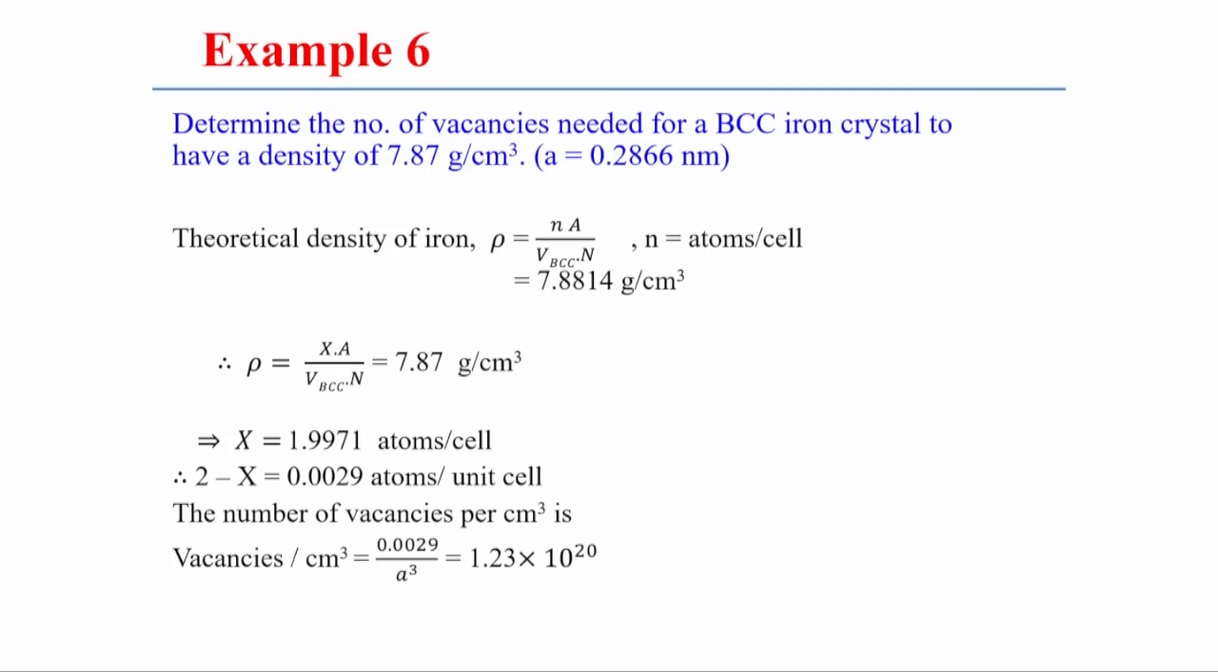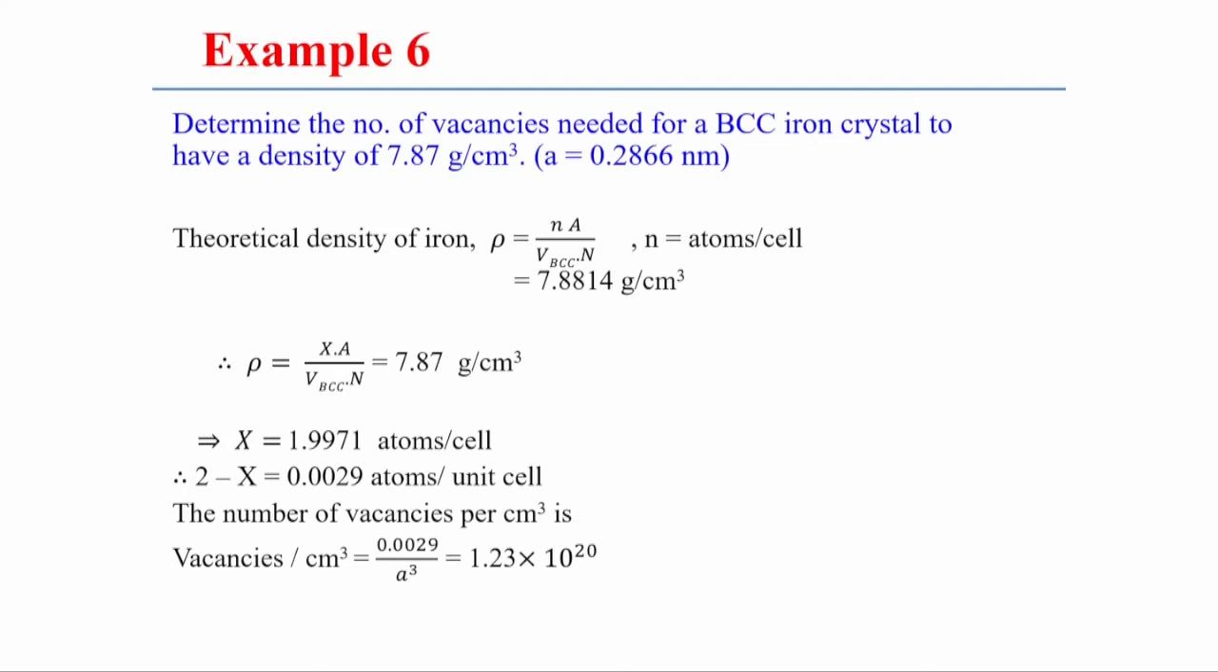Next problem: determine the number of vacancies needed for a BCC iron crystal to have a density of 7.87 grams per centimeter cubed. Remember that we measure the density for a sample, 7.87 grams per centimeter cubed, and the lattice parameter is also given. Looking into this density, we can find the number of vacancies actually needed in a BCC crystal structure to maintain this density value.